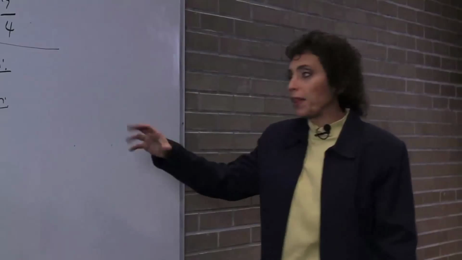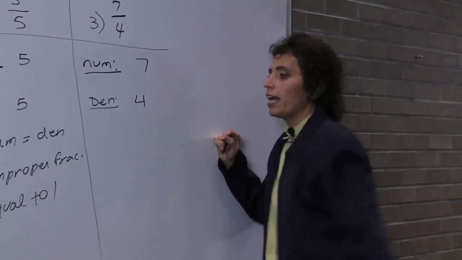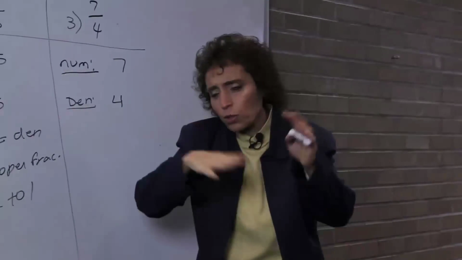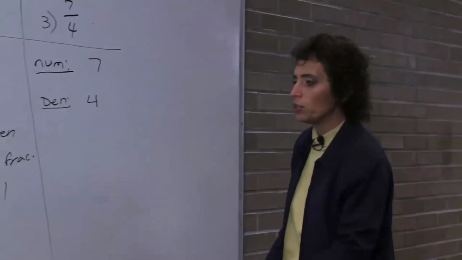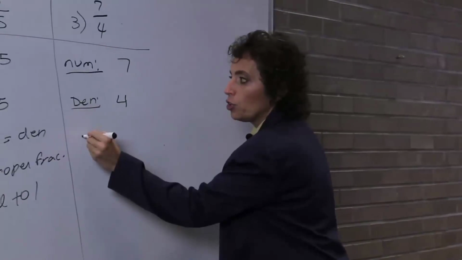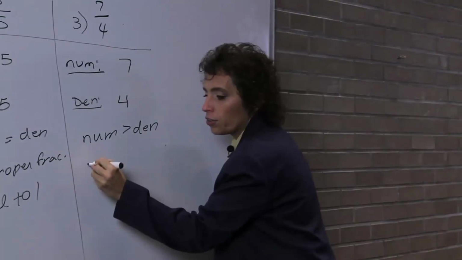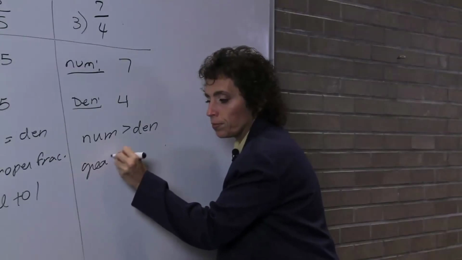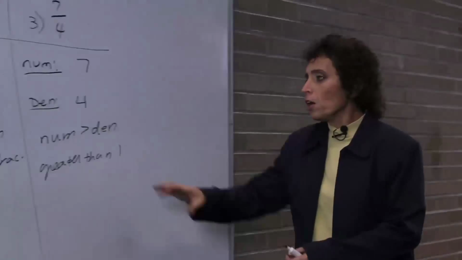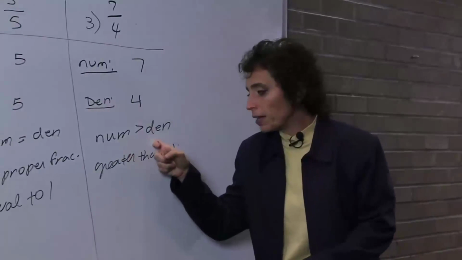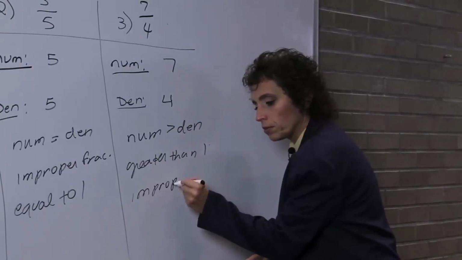Okay, numerator, denominator. The numerator here is 7. The denominator is 4. And to remember the denominator, if you confuse them, D for down. The denominator's down. And here, the numerator is greater than the denominator, so this fraction is greater than 1. And you saw that, right? So the numerator is greater than the denominator. It's greater than 1, so it is an improper fraction.